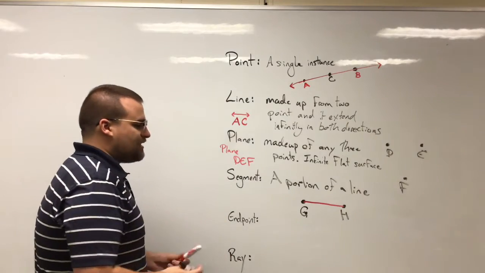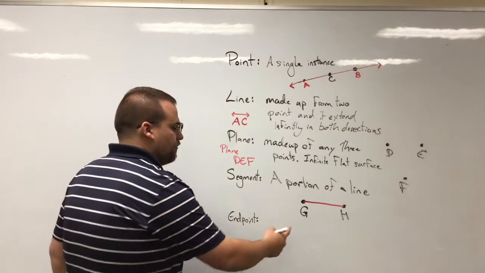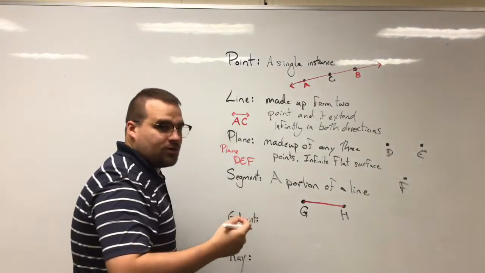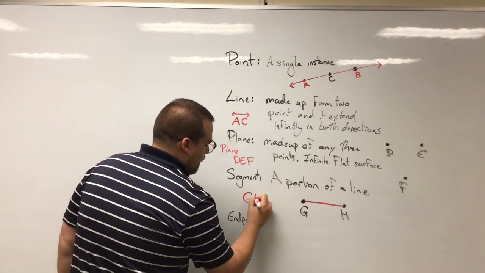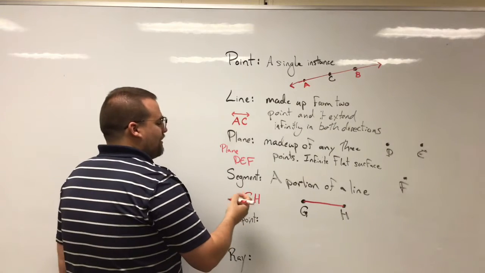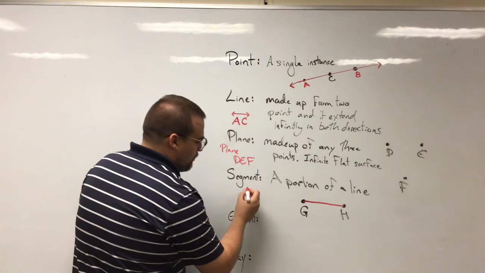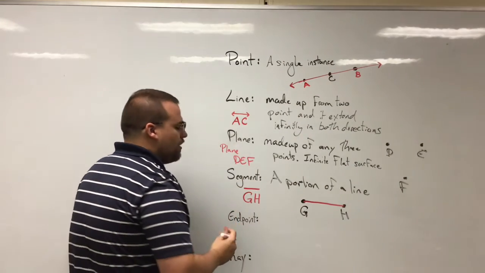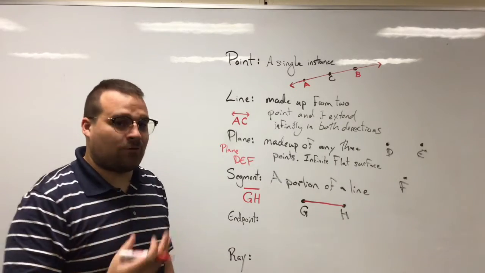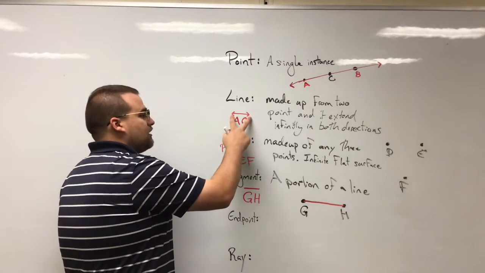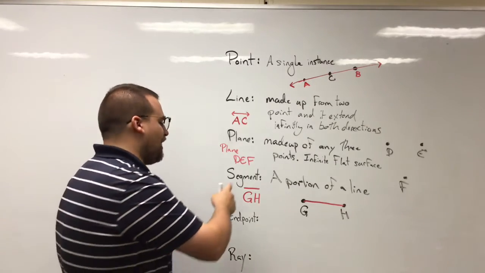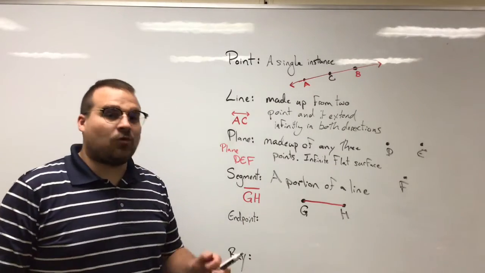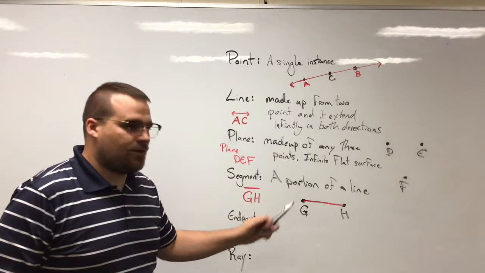You name segments just like you would lines, using where they start and where they stop. So G and H. And then to denote it's a segment, you put a little line over the top of it, but we don't use the arrows on either side. Those arrows for a line say it goes on forever. Not having the arrows says it only goes from G to H.